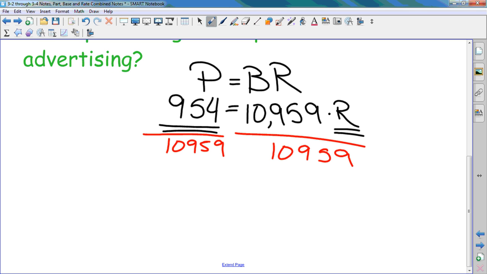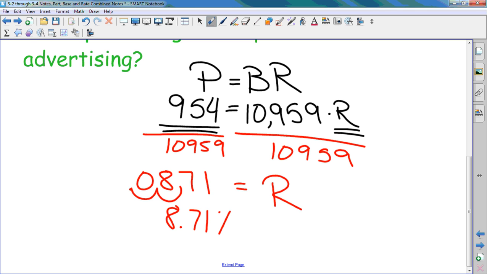And what do we get? You got 0.0871, I'm guessing in your calculator. I'm going to put that down so everybody can see what you did. Okay, so you got 0.0871, and then in order to get a rate, we need a percentage. So we just move the decimal place from decimal to percent, move it twice to the right, we get 8.71% spent on radio advertising.